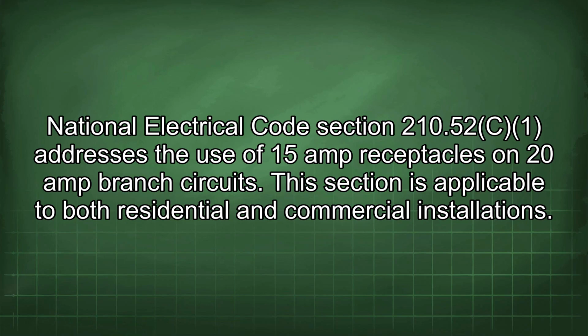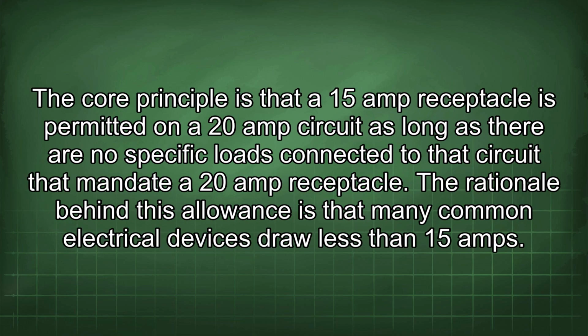National Electrical Code Section 210.52 addresses the use of 15 amp receptacles on 20 amp branch circuits. This section is applicable to both residential and commercial installations. The core principle is that a 15 amp receptacle is permitted on a 20 amp circuit as long as there are no specific loads connected to that circuit that mandate a 20 amp receptacle.